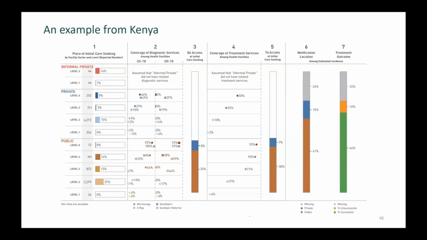And in this case, the Kenyan government wanted to differentiate their diagnostic availability in terms of capabilities to detect drug-sensitive TB compared to drug-resistant TB. In Kenya, we found that access to a diagnostic technology, either microscope, X-ray, Xpert, or a referral to an expert site, happened for about 44% of people at their initial point of care. Obviously, this leaves a lot of room for the Kenyan government, for the National TB Program, to try to resolve and bring capacity where patients are seeking care. The same for treatment services and treatment outcomes.